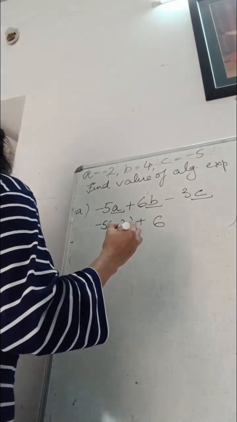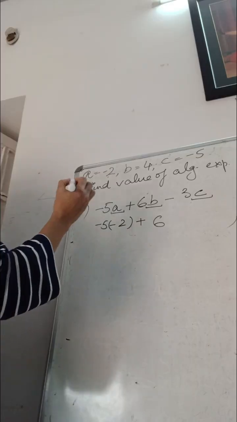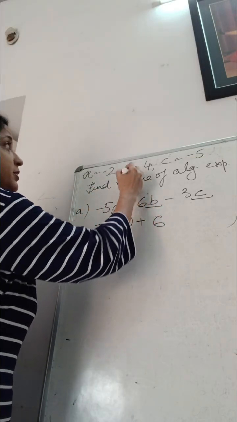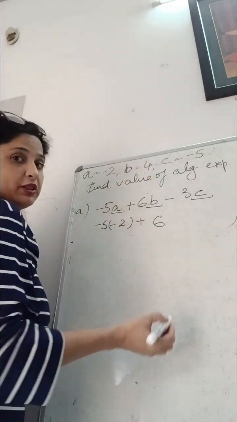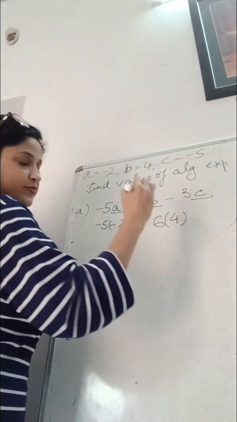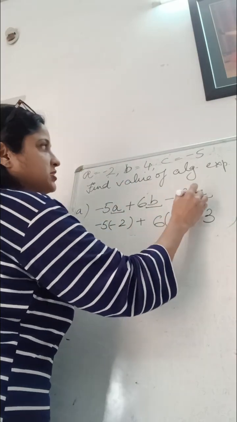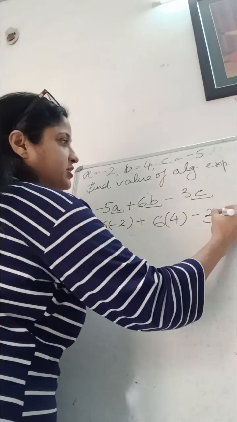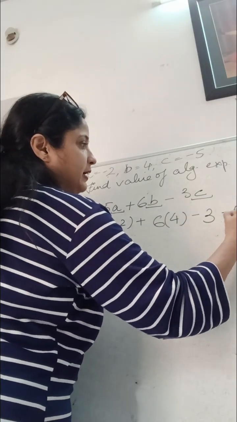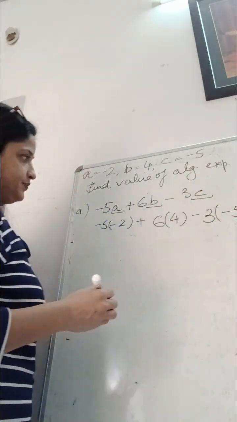Plus 6b. So b का value कितना है? 4. ठीक है, 6 और ब्रैकेट में मैंने कर दिया 4. -3, c का वैल्यू कितना है? -5. सो मैं यहाँ पे डालने वाली हूँ -5.